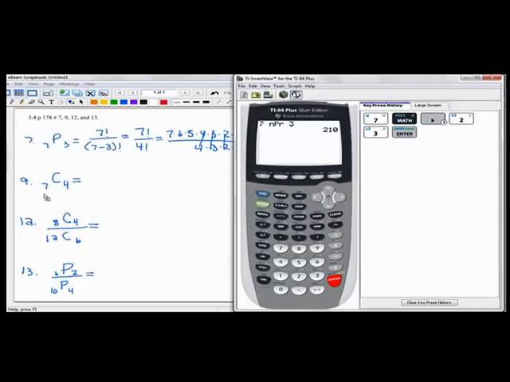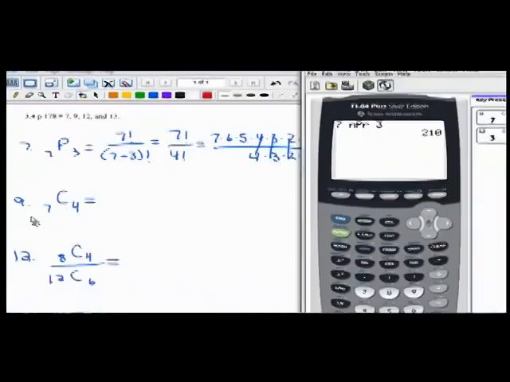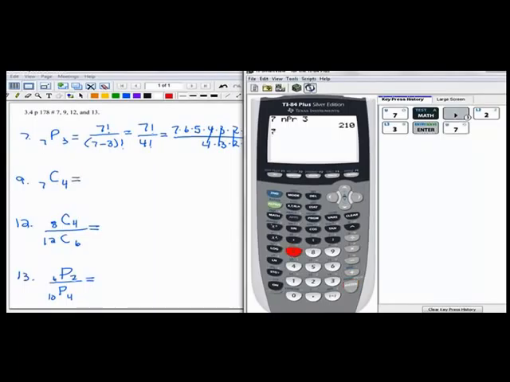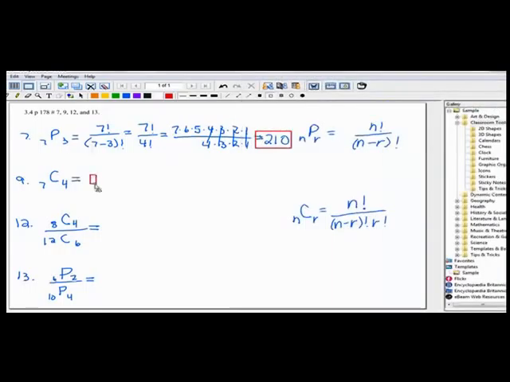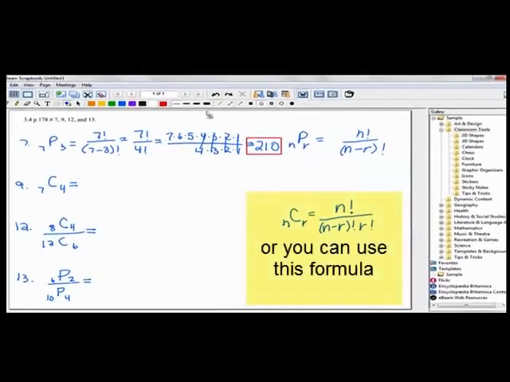So to do C, combination 7 choose 4, we're going to type in our 7, go to math, over to probability, and choose number 3. And then we're going to type in our 4. And so combination 7 choose 4 is going to give us 35, which is a whole lot less because order does not matter. And so let's say we want to do something like this.